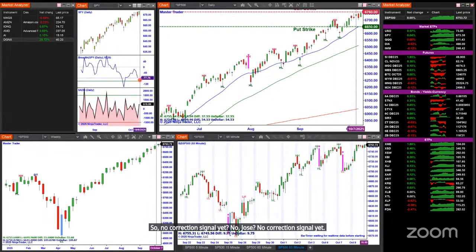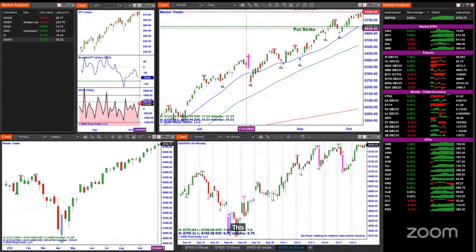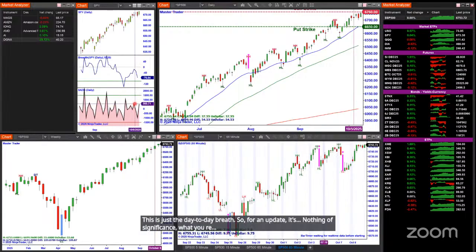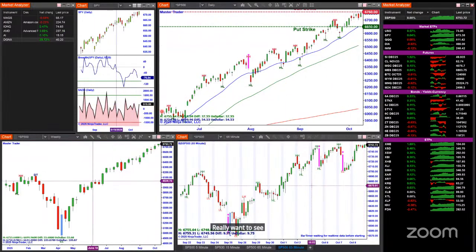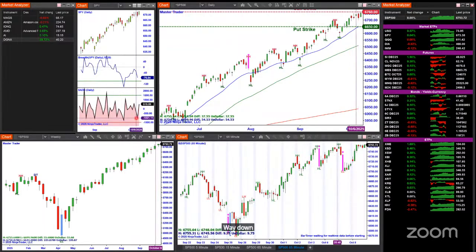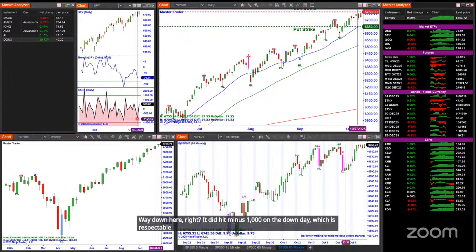You can see the breadth over here. I didn't bring up the other platform, but sentiment still hasn't reached an extreme. This is just the day-to-day breadth. So for an up day, it's nothing of significance. What you really want to see, just like with a down day, is this getting pegged way down here. It did hit minus 1,000 on the down day, which is respectable.